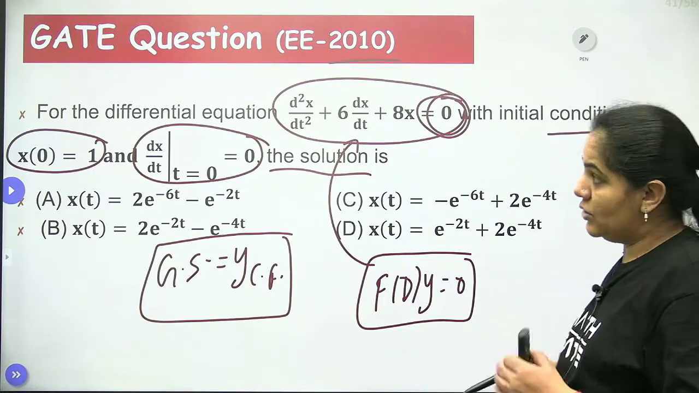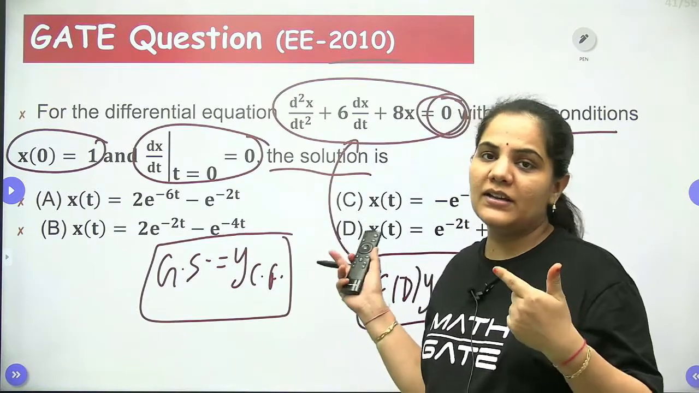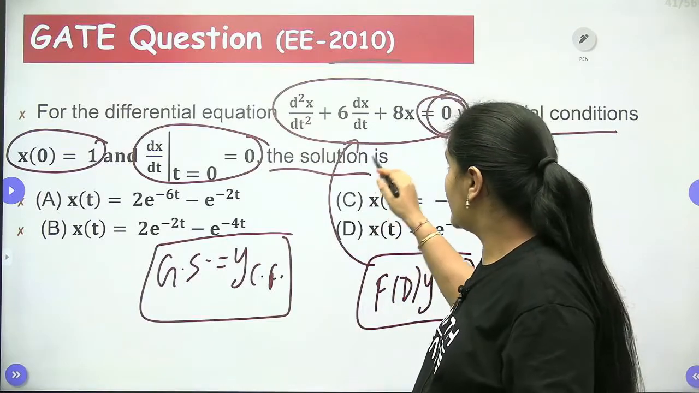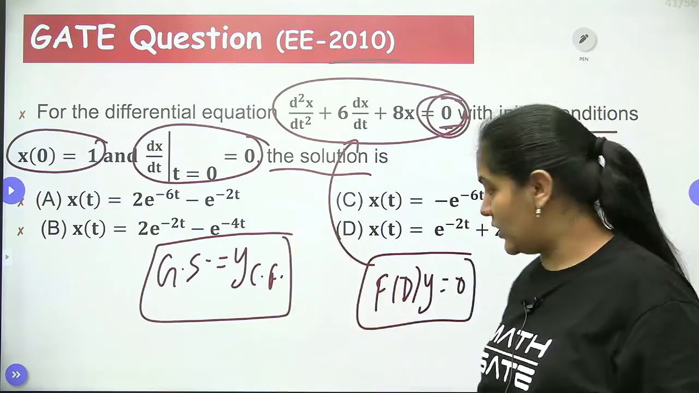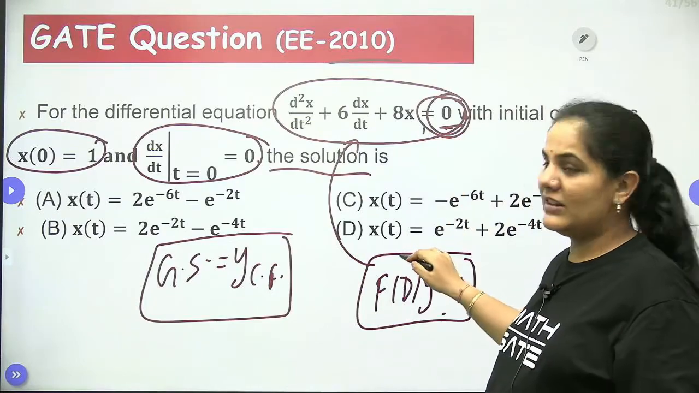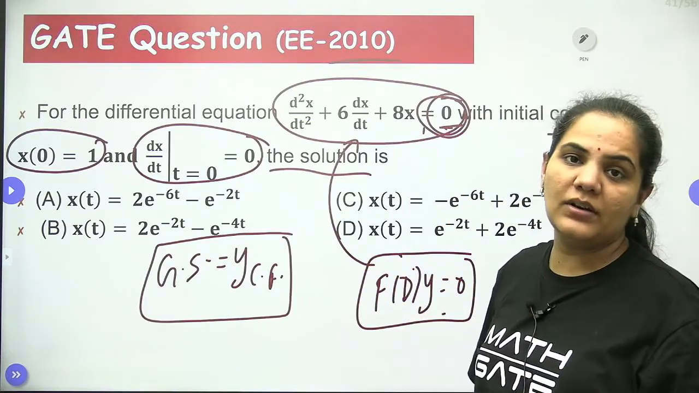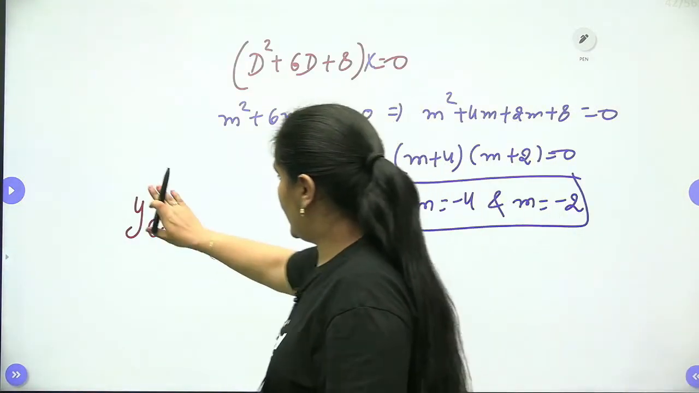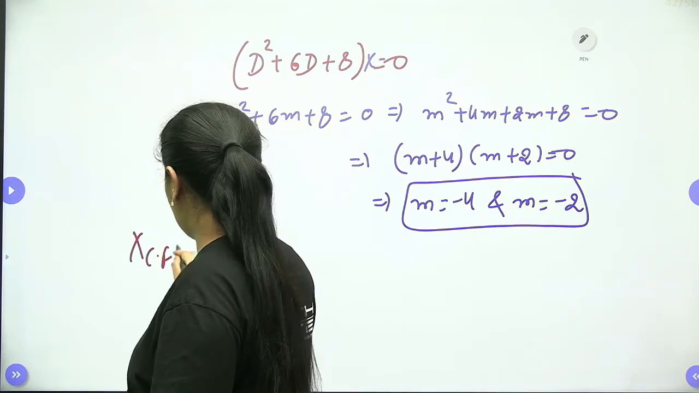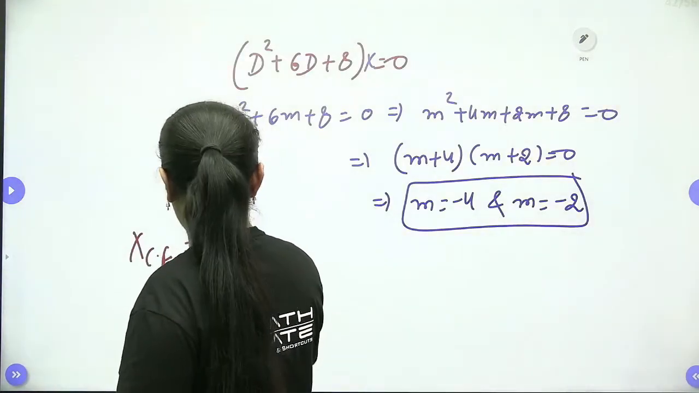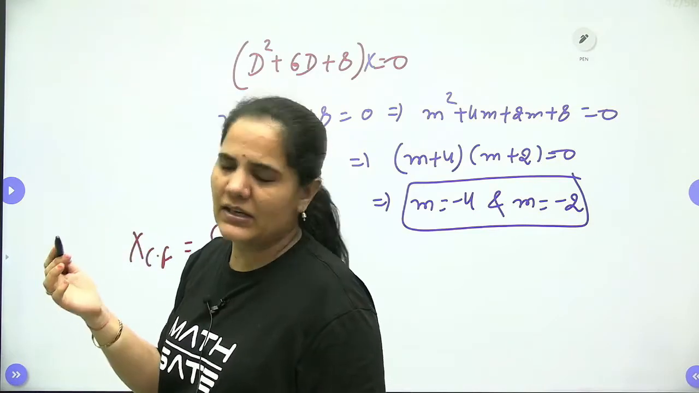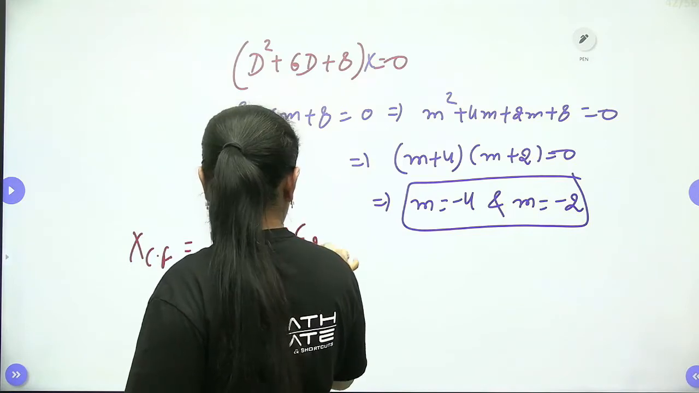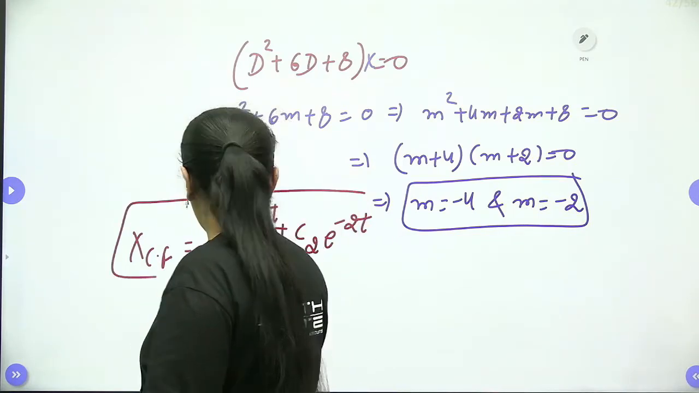Okay, so you may think, ma'am, in the question it's not mentioned that we have to find CF only, but it's mentioned the solution. So whenever we have the right side equal to 0, it is similar to this pattern. In this pattern the CF will be the general solution only, because PI will be 0. Okay. So let's approach here. The solution will be in the form of x only. So x CF equals C1, we are having real and different roots, C1 e to the power minus 4t plus C2 e to the power minus 2t.